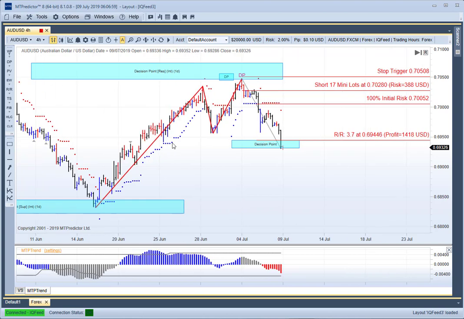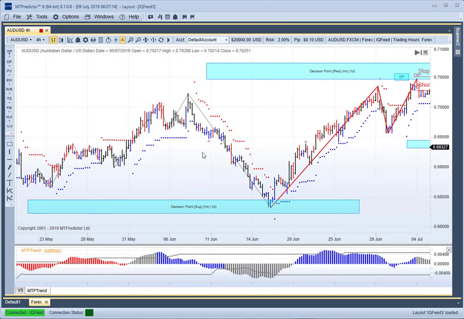So that's what we're looking for in MTPredictor. We're looking for when markets are basically giving us a clear picture, in other words, a clear pattern, and everything's coming in with our higher time frame support and resistance levels. That also ties in with our MTP trend color.